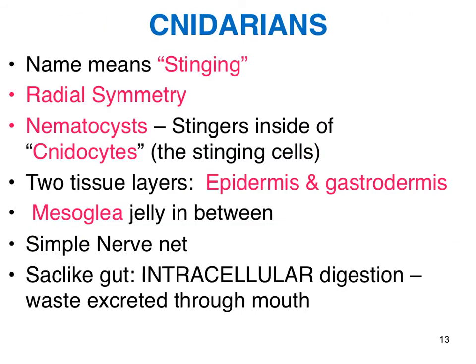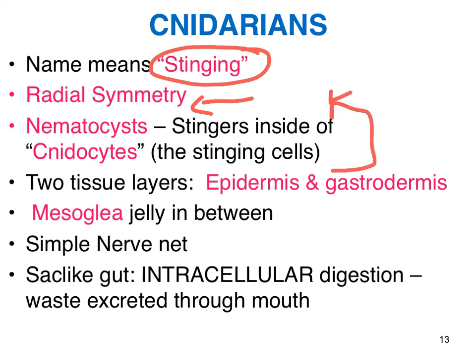Next group we'll look at are the cnidarians. This phylum contains organisms with stinging cells. That's what their name literally means, stinging. These guys are the first organisms that we look at that have symmetry. They're radially symmetrical, and they're found in the water. They have structures called nematocysts and cnidocytes, which are the stinging cells, which are unique to this group. They sting their prey and stun them so then they can capture and eat them.